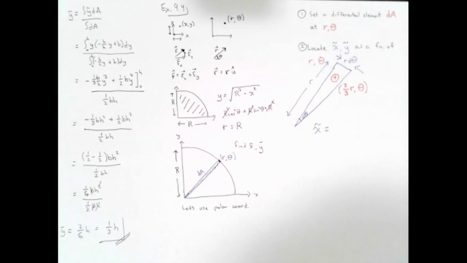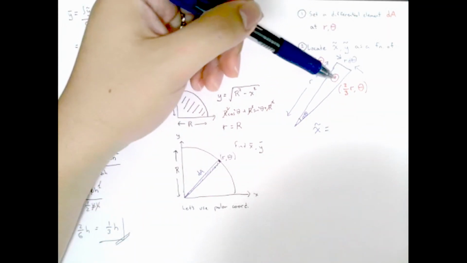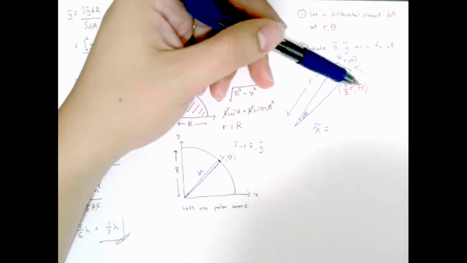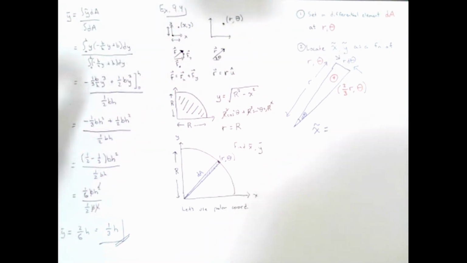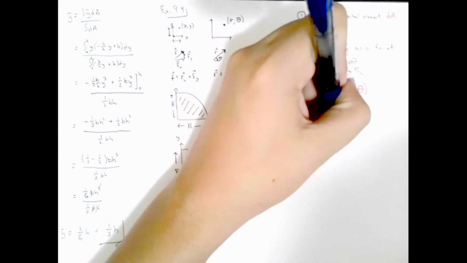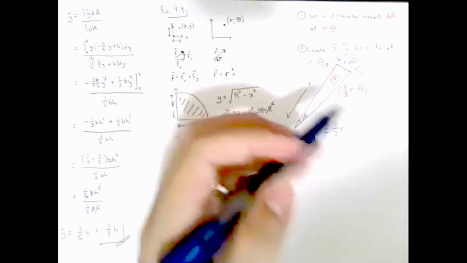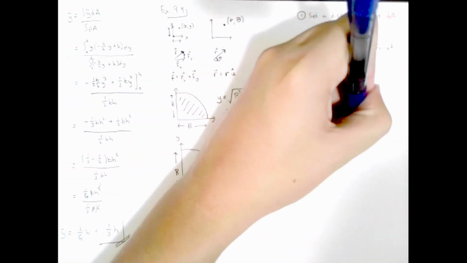R cosine theta. That's correct. And in this case, if I'm looking at a position vector with a magnitude of 2/3 r and an angle theta, then we know that the x coordinate of that point should be simply the magnitude 2/3 r times cosine of the angle theta.